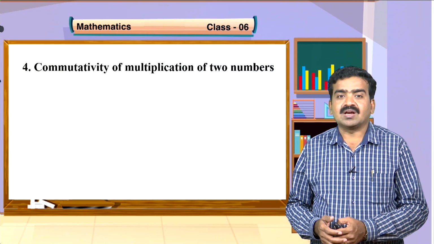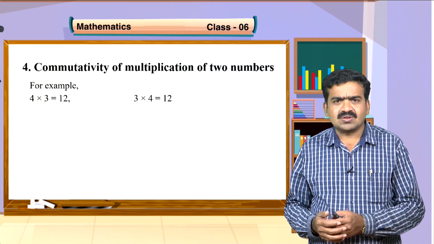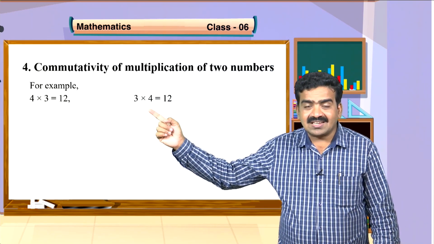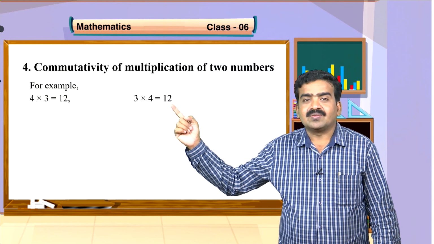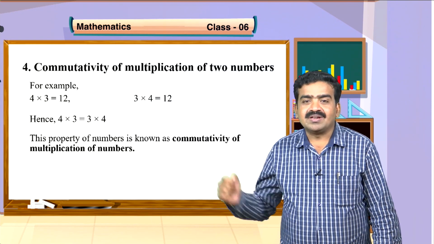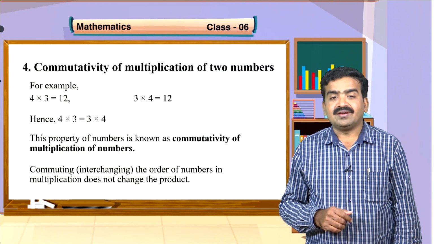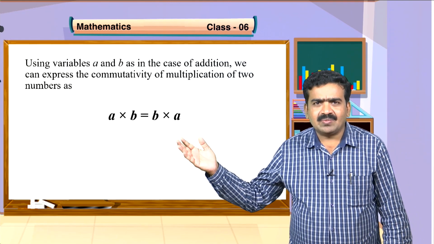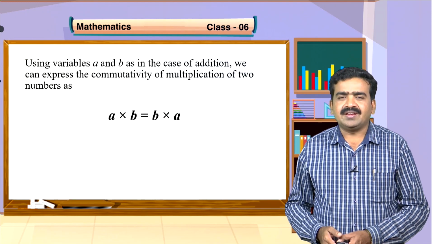And also we have learnt about commutativity of multiplication of two numbers. Here also, when any two numbers are multiplied, we obtain a product. When we interchange the numbers like this, we will also get a product. So the product obtained is always equal to the product obtained by interchanging the numbers. This property is called commutativity of multiplication of two numbers, and changing or interchanging the order of numbers in multiplication does not change the product. By using variables a and b, we have drawn the generality for the expression, that is a into b is equal to b into a.